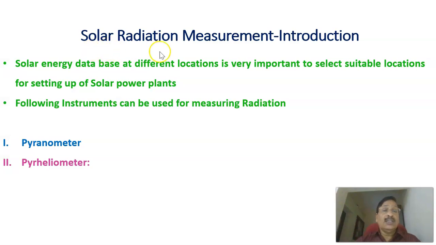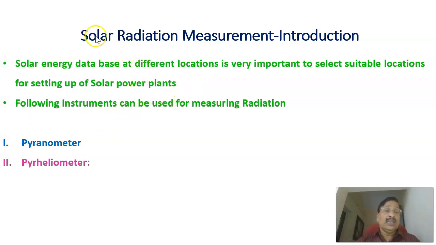Next, we'll see solar radiation measurement methods and instruments. A solar energy database at different locations is very important to select a suitable location for setting up a solar plant. Based upon the solar radiation information or database, the solar plants are installed. Therefore, that is very important.